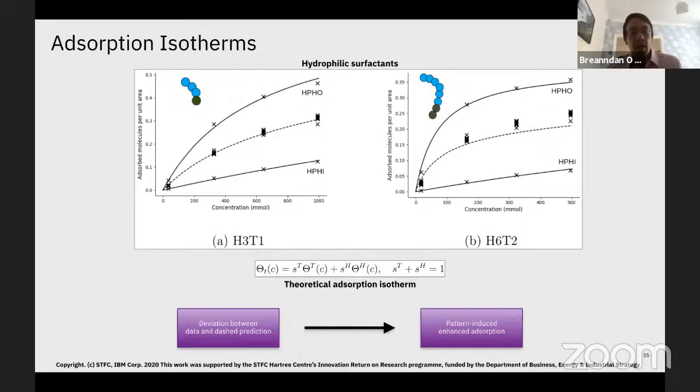And because we have the adsorption isotherms for the purely hydrophilic and purely hydrophobic simulations, we can also see in the dashed lines our theoretical prediction of what we believe the adsorption isotherm should be for the heterogeneous surfaces. But what is quite interesting is when we compare our simulated data points to this prediction, we see, particularly on the right-hand side for H6T2, a consistent enhancement of the adsorption, or the number of adsorbed molecules per surface area, due to the fact that we have patterning on the surface.